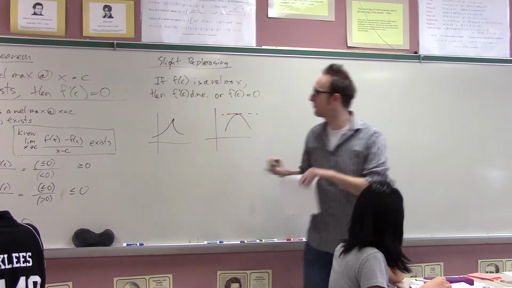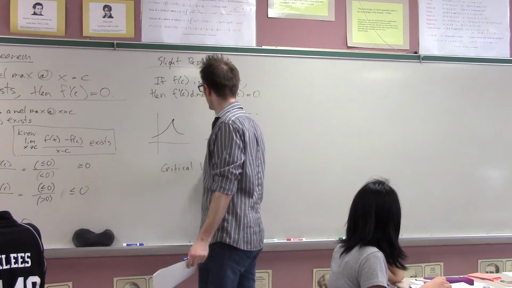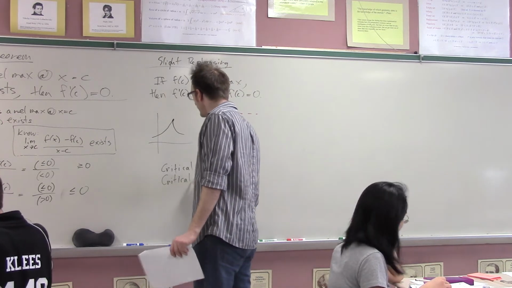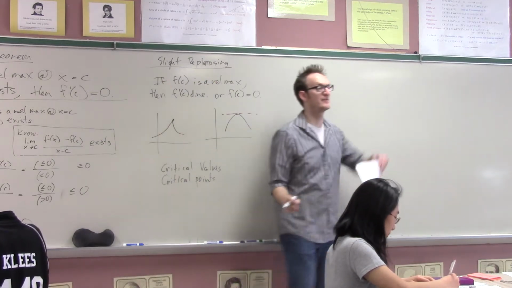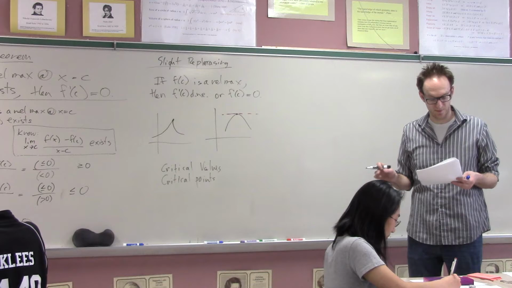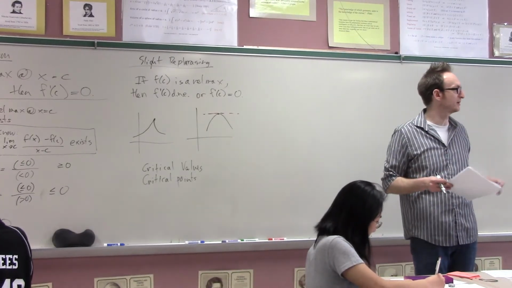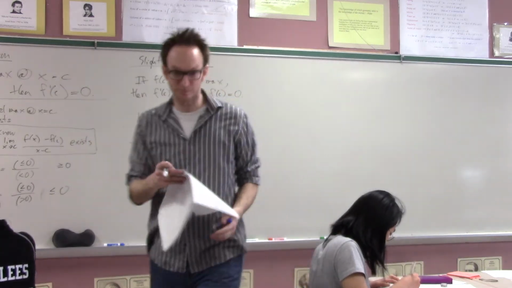These places are so important that they get their own names. They are called critical values, or most people just call them critical points. Critical points are places where the derivative is either 0 or does not exist. And if you find all the critical values, then the relative maximum and minimum must be among them somewhere.